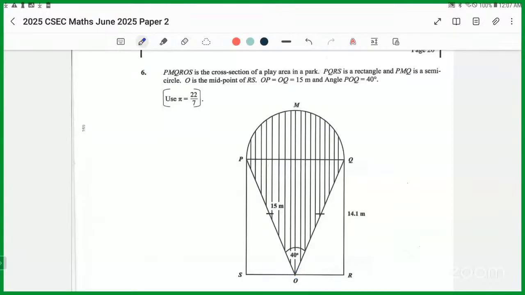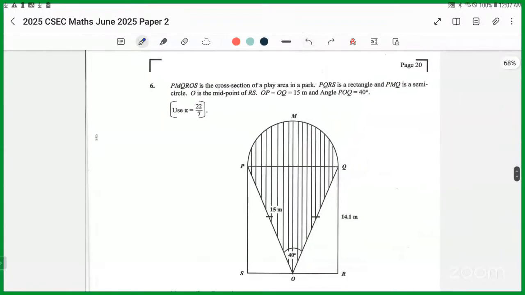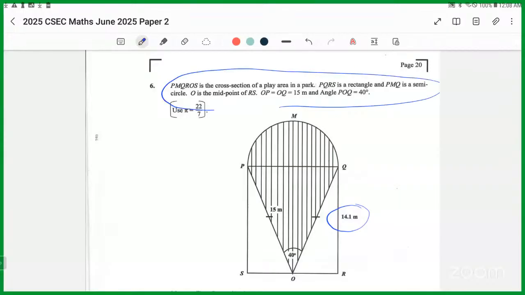It says OP equals OQ, so that's an isosceles triangle. This length and this length are the same. Everything is kind of symmetrical so far in this diagram. It also says that the angle inside is 40 degrees. Now I see a distance on this diagram that they did not mention up here. It's on the diagram, so we're going to use it if need be.